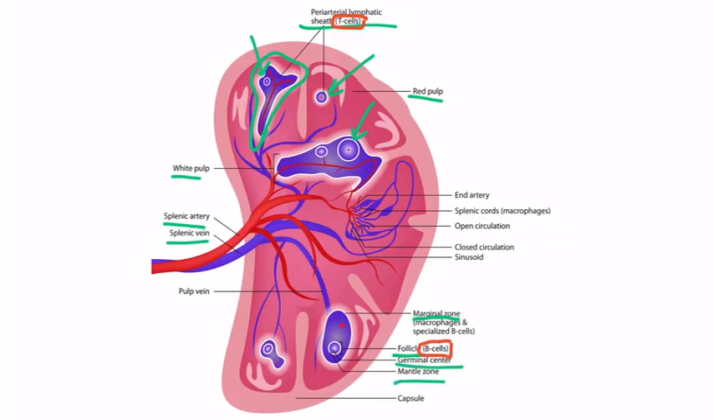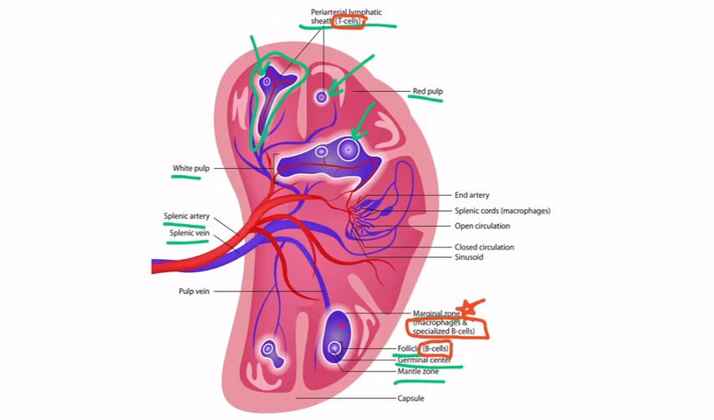zone. Finally, the marginal zone is the area which surrounds the periarterial lymphatic sheath and is also the region that separates the red pulp from the white pulp. Again, we can see the marginal zone right here. Notice that we've stated that this area is rich in macrophages and specialized B cells. This is also the area where antigen-presenting cells bind to blood-borne antigens and then present these antigens to surrounding lymphocytes.